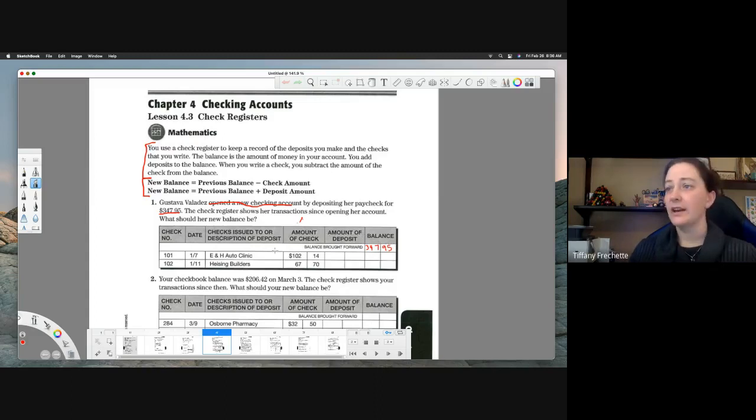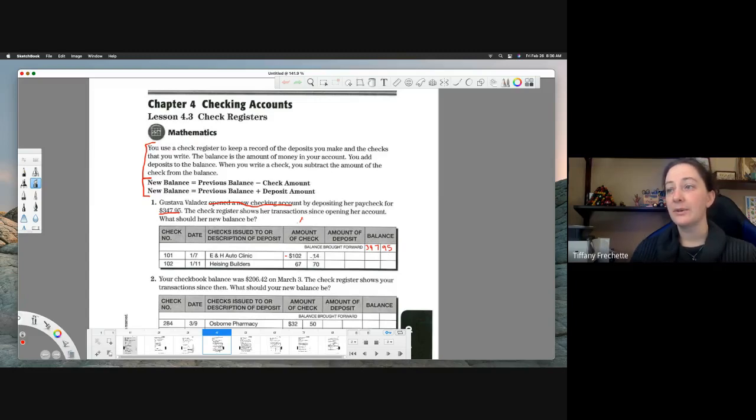And now we want to make sure we're looking at what happened since then. It doesn't tell us exactly what date she did this on, but it's not really a big deal for right now. Then on the 7th of January, she wrote a check to the auto clinic for $102.14. This is a check she wrote, so we're going to subtract it from the previous balance here.